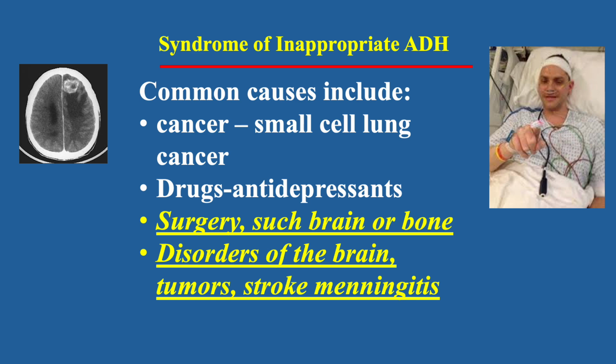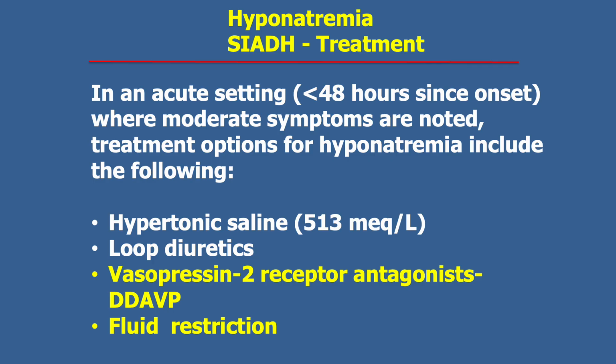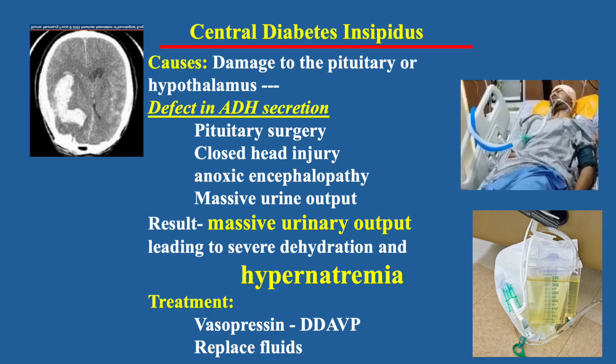Common causes of the syndrome of inappropriate ADH include certain cancers like small cell lung cancer, multiple drugs including antidepressants, and more importantly, surgery such as brain or bone surgery and disorders of the brain like tumors, stroke, or meningitis. Treatment options include hypertonic saline, loop diuretics, vasopressin 2 receptor antagonist, and fluid restriction.